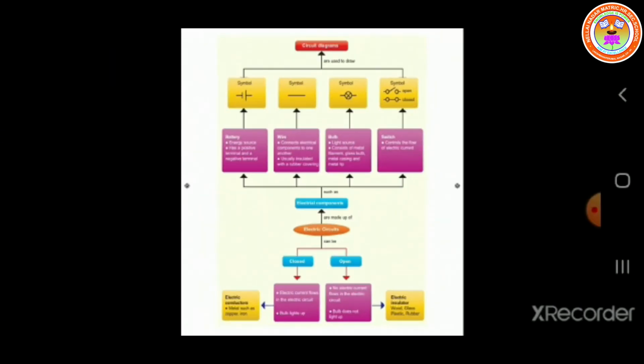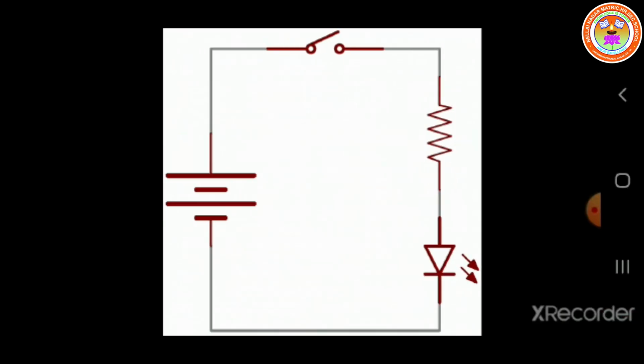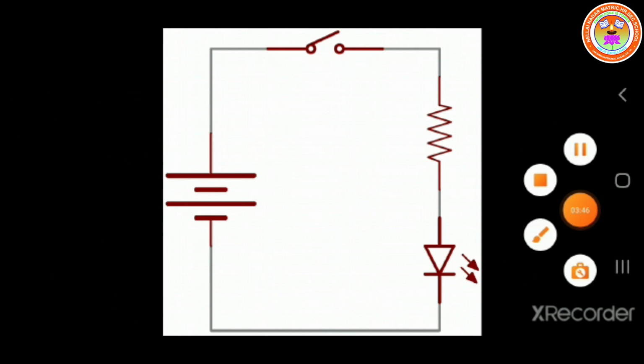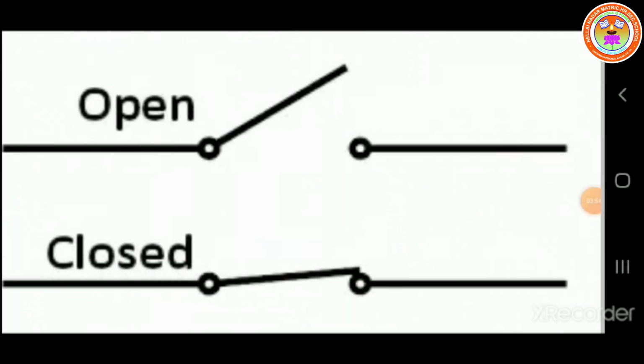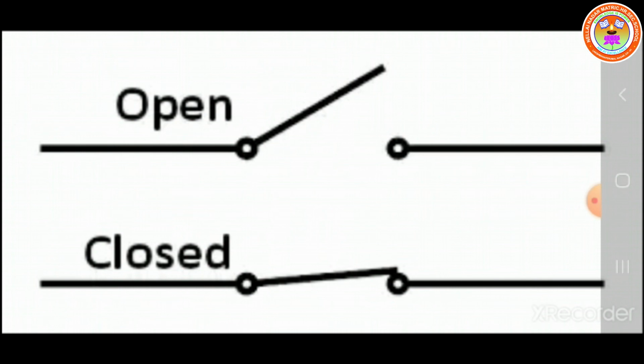Let me explain briefly about closed and open circuits. Look at the circuit diagram carefully, students. When the circuit is closed, what happens? When the circuit is closed, the bulb glows. When the circuit is open, the bulb does not glow. We can notice it here. And here also we have the symbol for the open circuit and the symbol for the closed circuit.